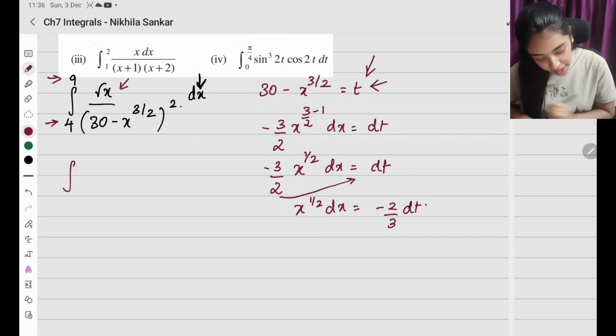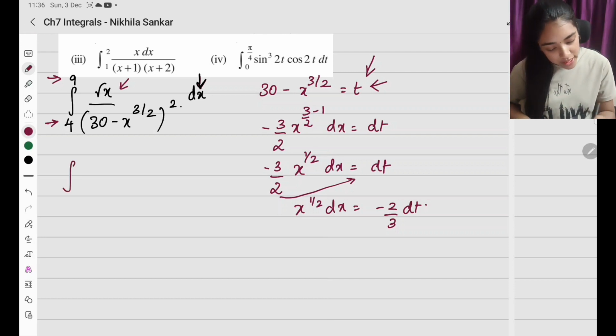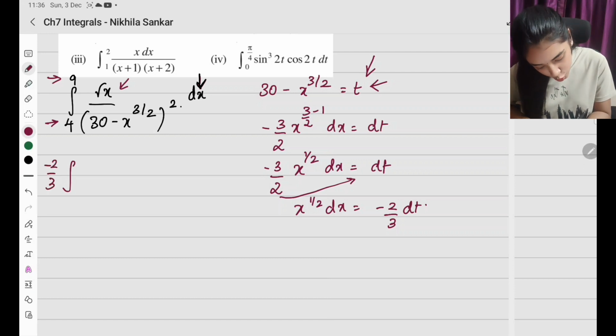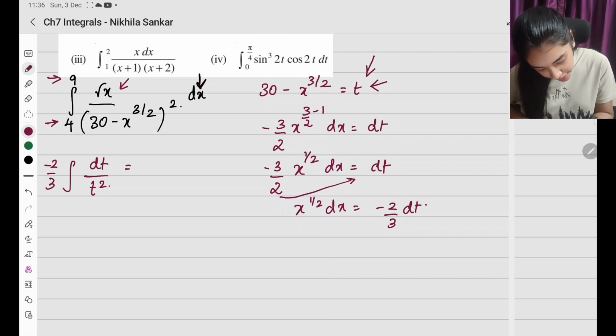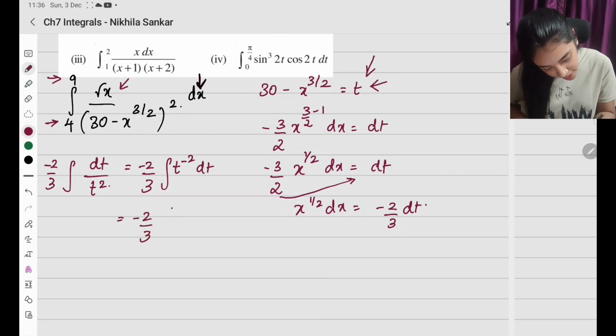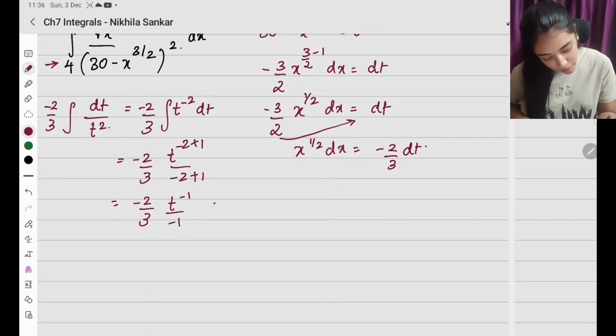So, what happens to my integral? I have integral of root x dx becomes minus 2 by 3 times dt divided by denominator is going to be t square. So, when I simplify this, what do I have? Minus 2 by 3 integral t to the power minus 2 times dt. So, this is minus 2 by 3 times t to the power minus 2 plus 1 divided by minus 2 plus 1. So, this is minus 2 by 3 t to the power minus 1 divided by minus 1. So, minus minus is plus. I have 2 by 3 times t.